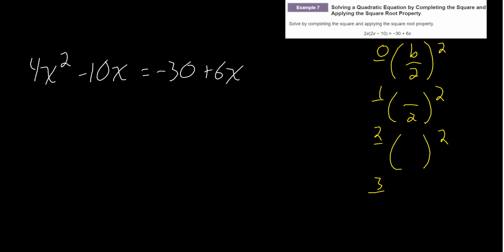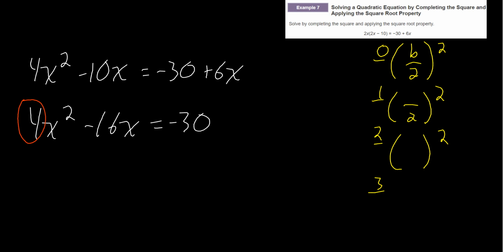All right, so let's go ahead and put the x's on one side. So we're going to end up with a 4x squared. And then we're going to subtract 6x from both sides. We're going to say minus 16x. That's going to be equal to a negative 30. And yes, this is looking pretty bad. But we said that we had to have a 1 right here, right? So let's divide this entire problem by 4.